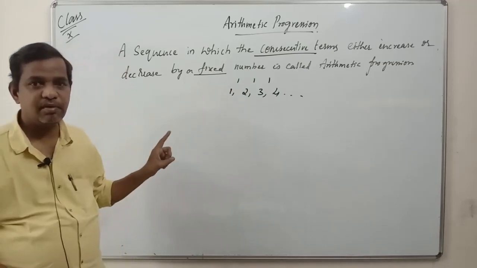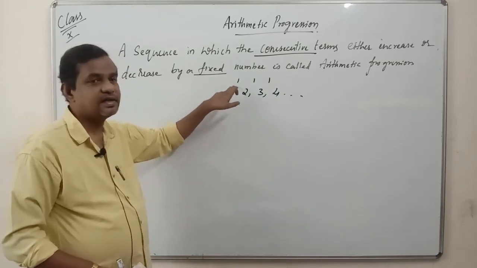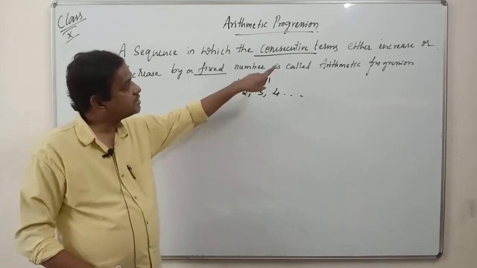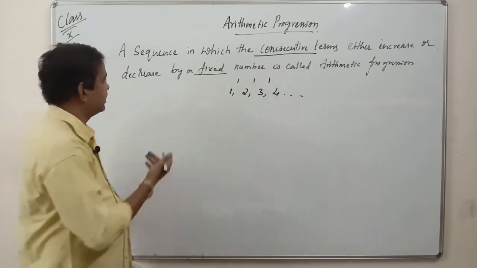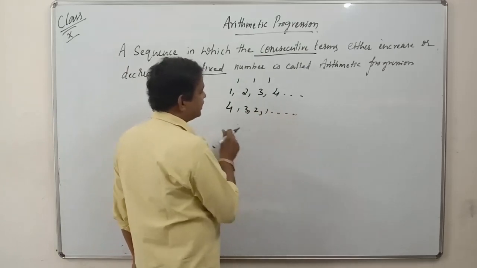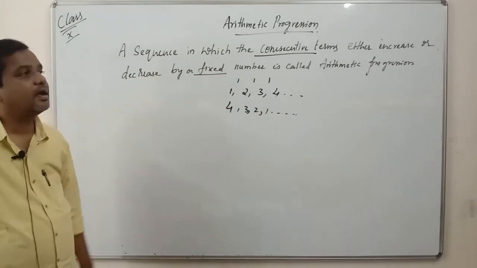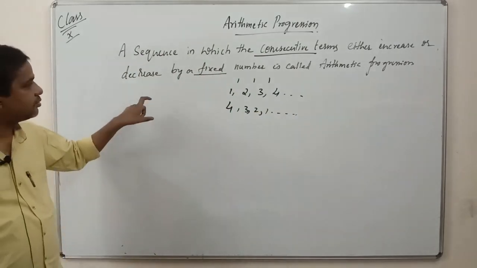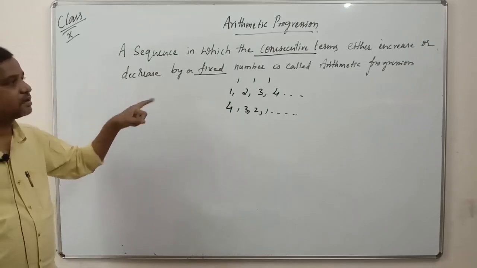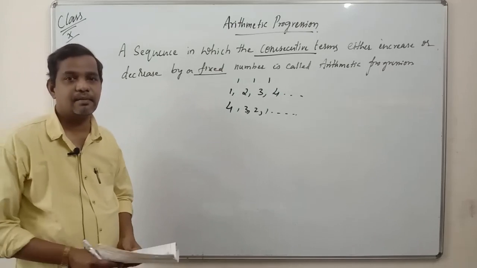I told you already what you mean by term also. So each term is added by 1. So 1 plus 1 is 2, 2 plus 1 is 3, 3 plus 1 is 4. So it goes on like this only, which increases or it may decrease. Here it is decreasing here. And the same thing by a fixed number is called an arithmetic progression. Arithmetic progression, the general definition: a sequence in which the consecutive terms either increase or decrease by a fixed number is called an arithmetic progression.